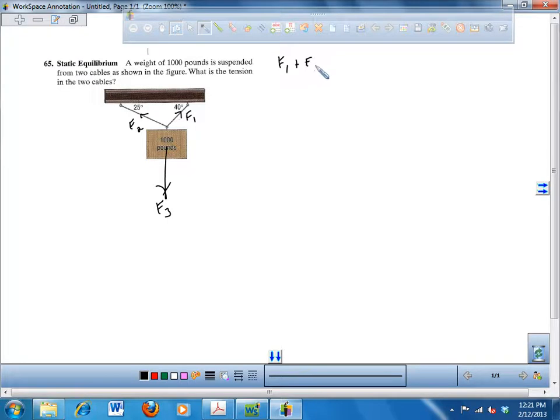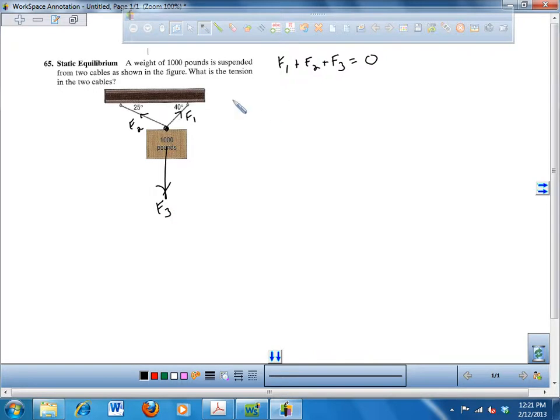So we know that since this object is in equilibrium, force 1 plus force 2 plus force 3 has to add up to 0, right? Because this object isn't moving. All the components, the horizontal components have to add up to 0, and the vertical components have to add up to 0. Well, force 1 and force 3 don't have a horizontal component, right?